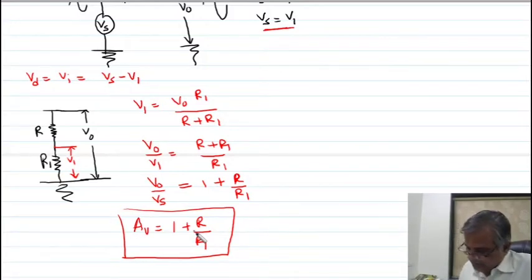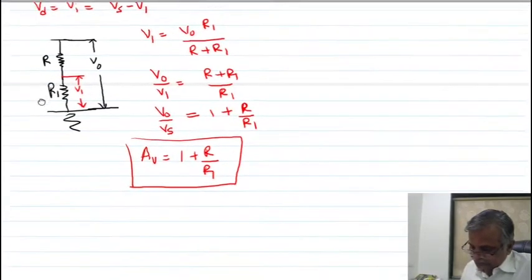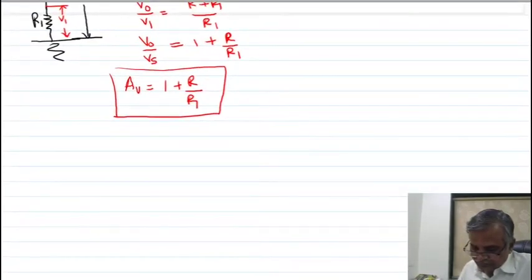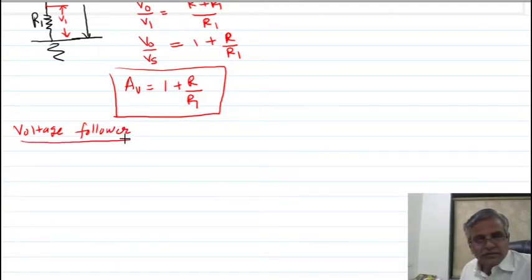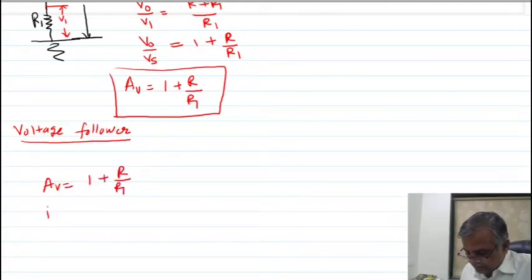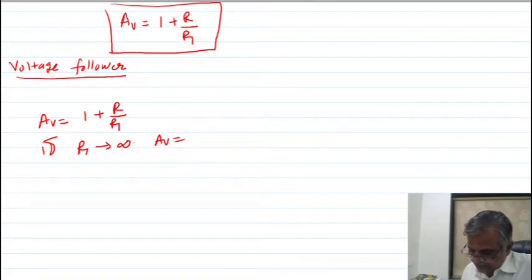Now I am discussing the next topic: voltage follower. See, the equation of the gain for a non-inverting amplifier is 1 plus R by R1. If I keep R1 infinite, then the voltage gain is equal to 1. This you can show in this way.